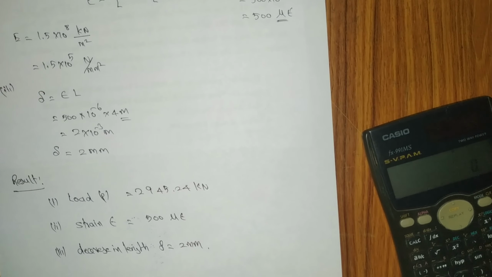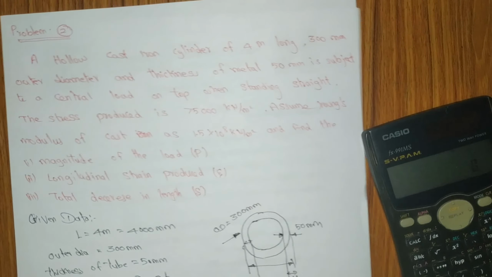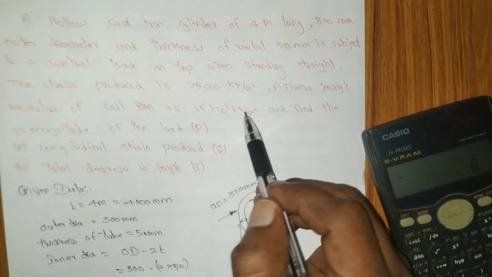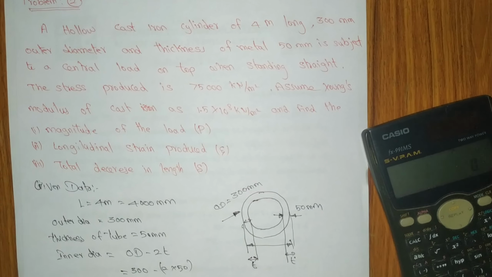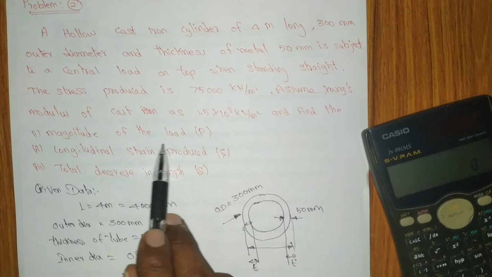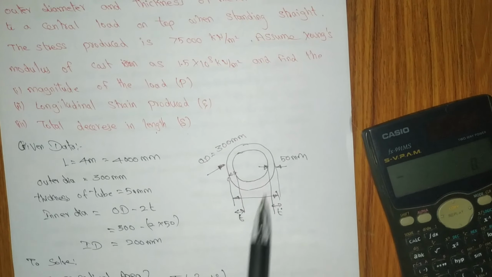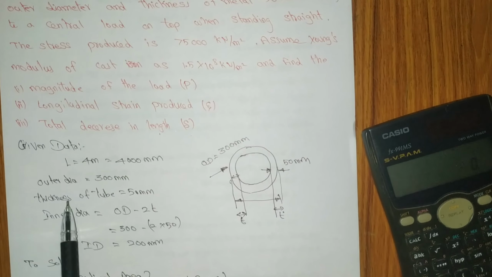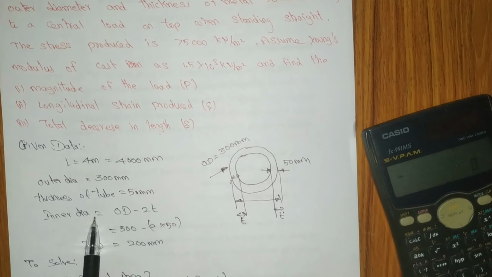So we'll revise this problem. They have given a hollow cast iron tube with Young's modulus of 1.5 into 10 to the power 8 kilonewton per meter square. So we identify the load, strain, and decrease in length delta. From the given data we take the length L, the outer diameter, and the thickness of the tube. We need to find the inner diameter.